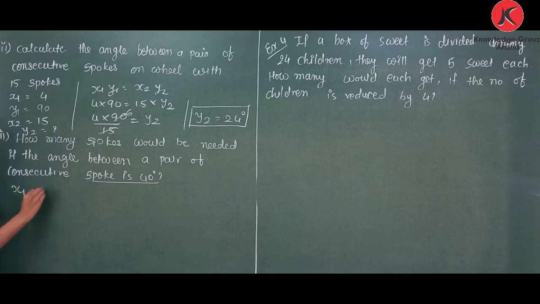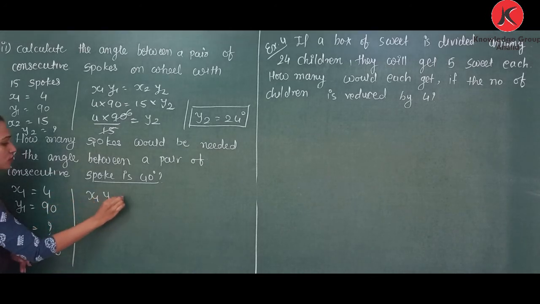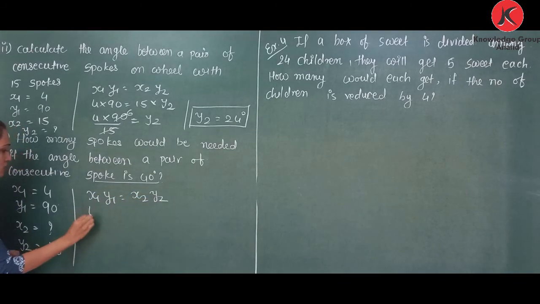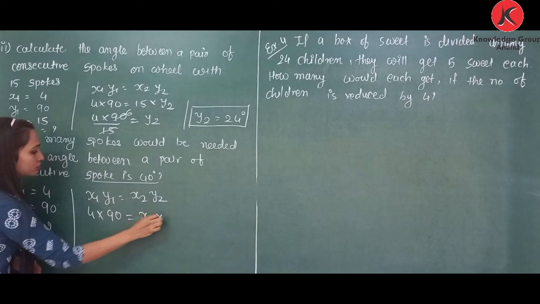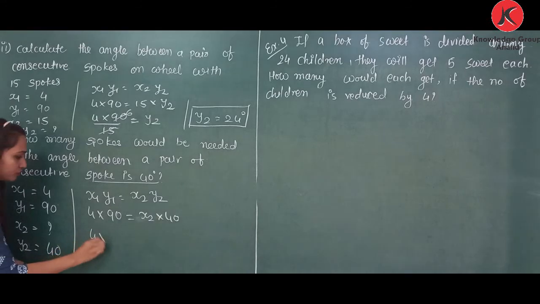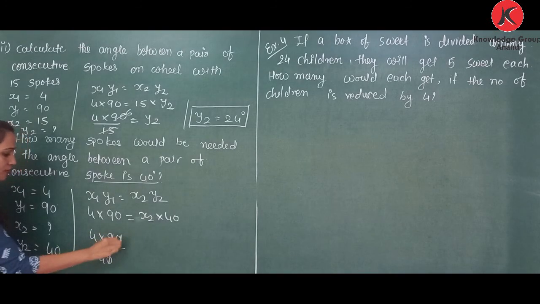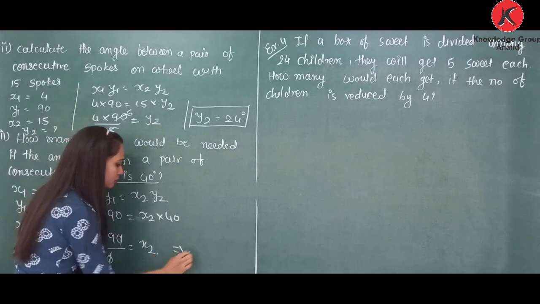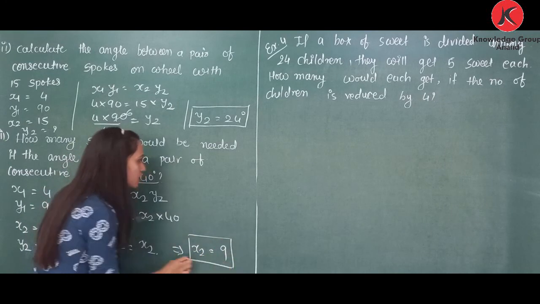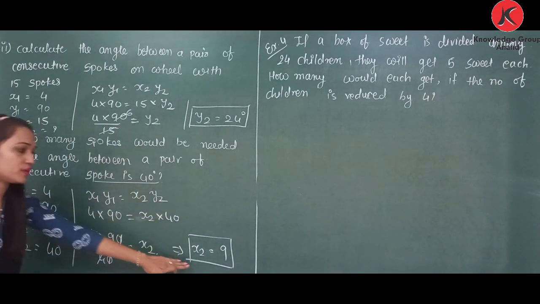In a previous table, x1 is 4, y1 is 90. Now for this condition we need to find x2, number of spokes, when angle is 40 degree. So here we can write x1 y1 is equal to x2 y2. For this it is 4 multiply 90 is equal to x2 multiply 40. Now take this 40 and divide. 0 cancel, 4 4 cancel. So x2 will be 9. So when angle is 40 degree, number of spokes will be 9.